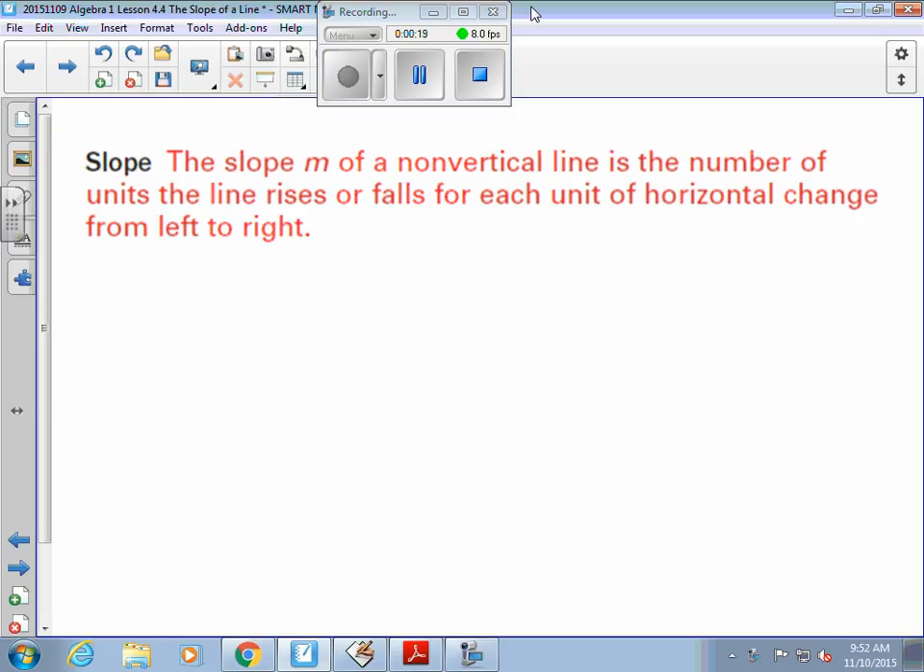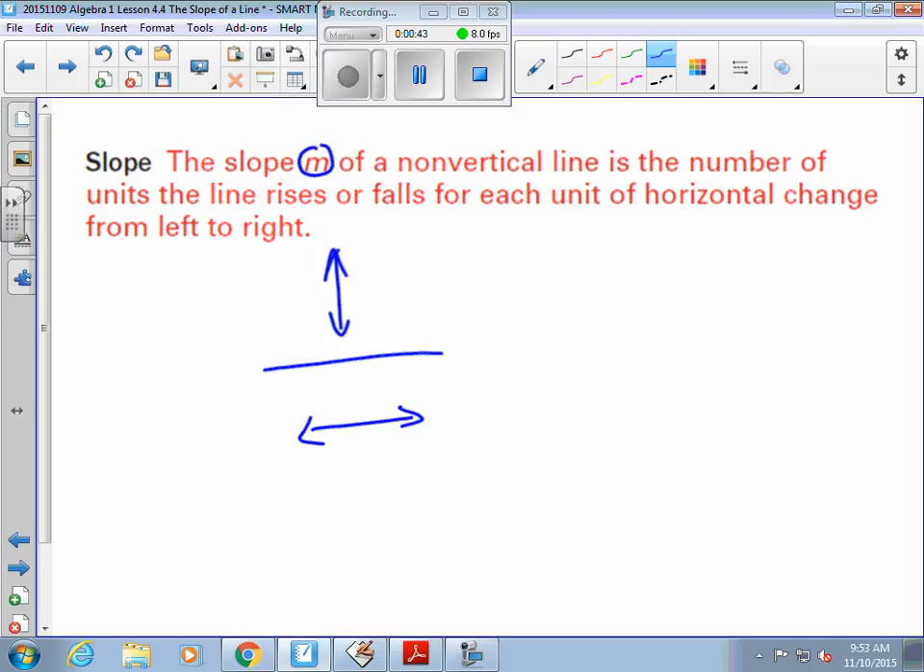The slope, or m. Anytime you see that variable m, more often than not, it is referring to the slope. When you see m, of a non-vertical line. Non-vertical means not a line going straight up and down. Is the number of the units the line rises or falls, so up or down, for each unit of horizontal change from left to right. So your m is equal to your rise over your run, your up and down over your left and right, your change of y over your change of x.